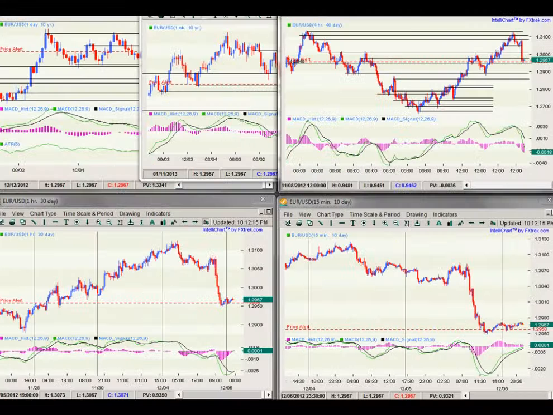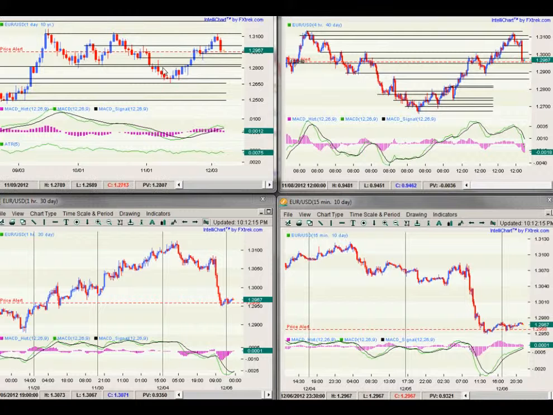So there you go. Don't forget your weekly charts. They can really be helpful for your bigger picture scenario of what's going on. All right, there's your weekly trade example for the week ending December the 7th.